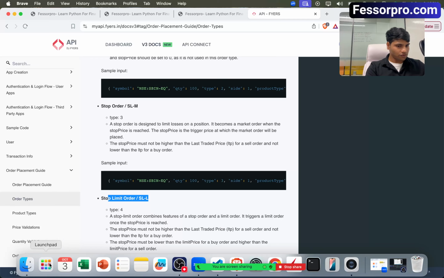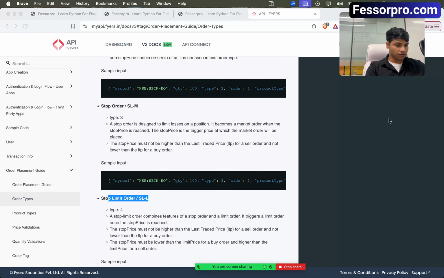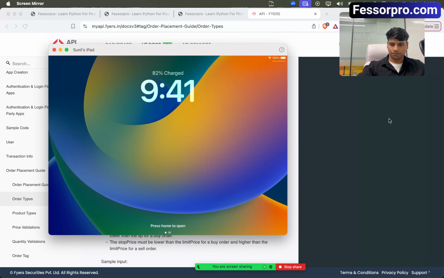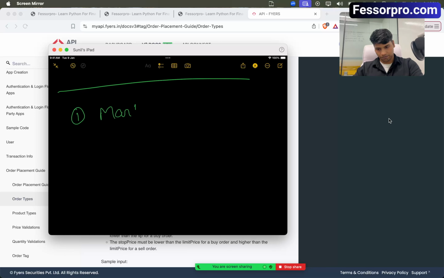For a few of you, this is something you might already know. This will be helpful for someone who is not that used to trading, who is doing trading for the first time. For them, this will be helpful. Okay, so I'll quickly cover it. I'm assuming that most of you already know this, so I'm not going to take much time on this. So there are 4 order types. First is market order.